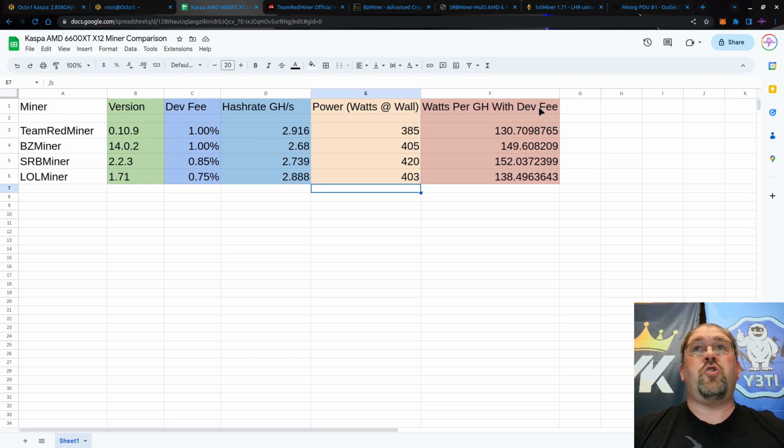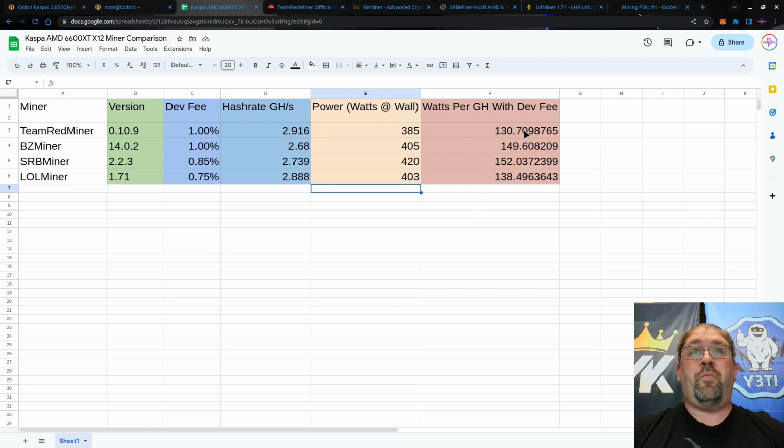Watts per gigahash with the dev fee included. The lower the number, the better. Less watts plus the dev fee added into it means you're going to get more hash for less watts and make the most. Yeah, basically. Something like that.